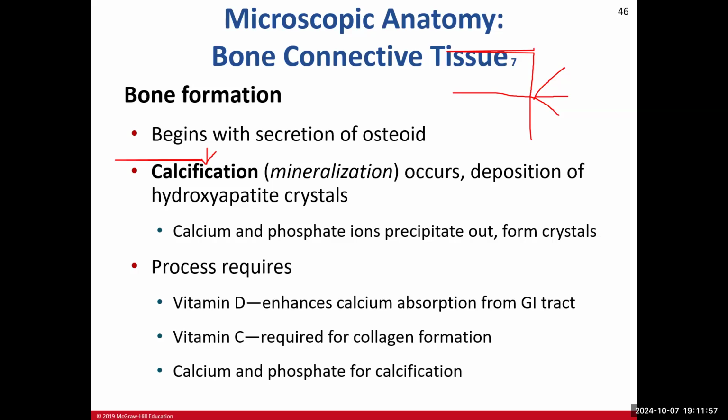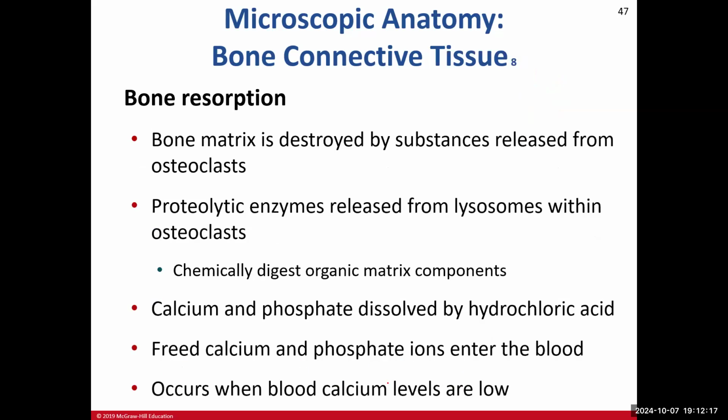So in a first world country, you should not be seeing any scurvy. And then we also need plenty of calcium and phosphate, because that's what's going to help with the hydroxyapatite crystal formation so we can get our calcification process. So all of these things we need for effective bone formation. So we have bone formation.